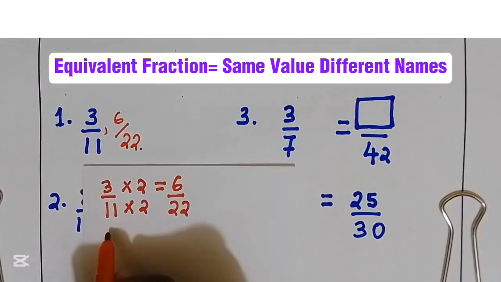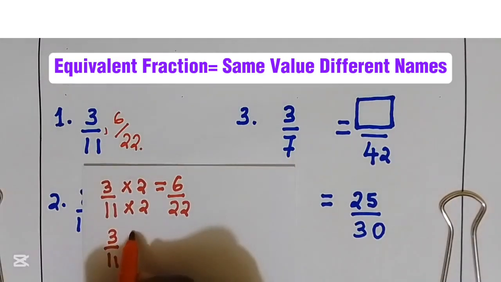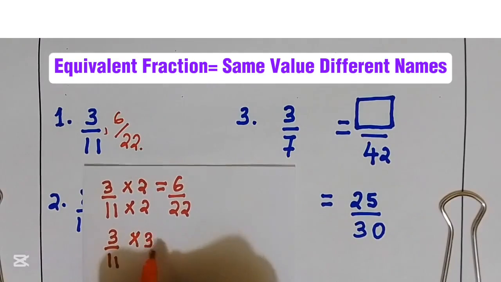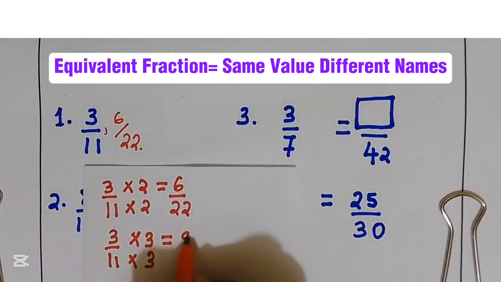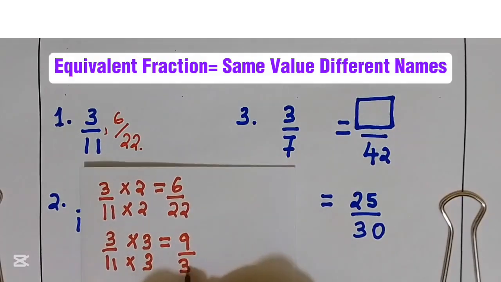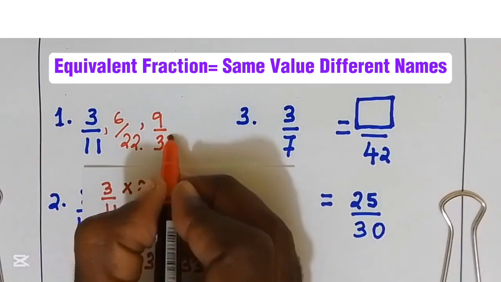Let us multiply 3/11 by 3, numerator and denominator. Multiply by 3. Multiply by 3. We are going to get 9/33. This also is equivalent to 3/11.